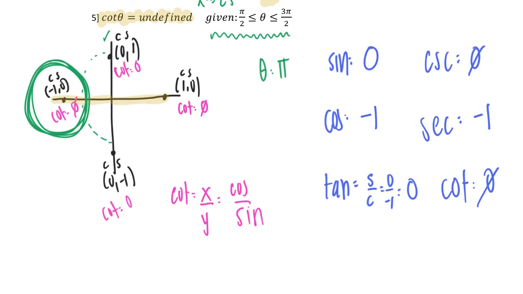So if they tell you that tangent or cotangent is undefined, you're going to be on an axis. Try out your homework, log into office hours if you're confused by any of those problems.